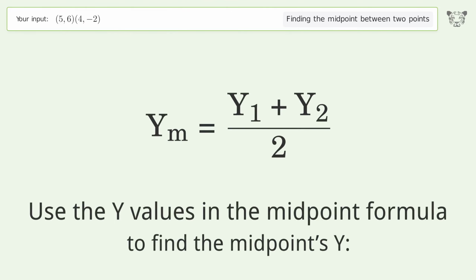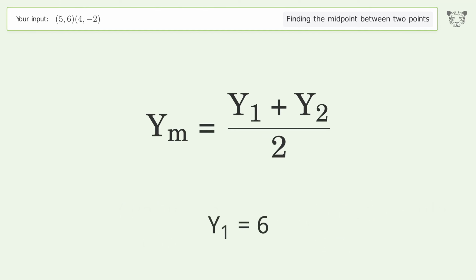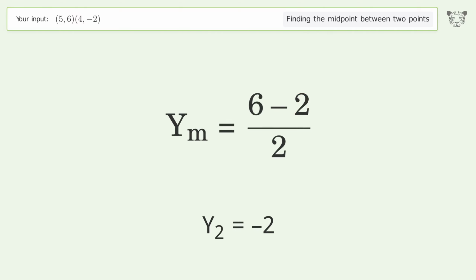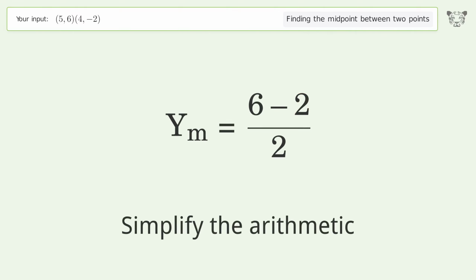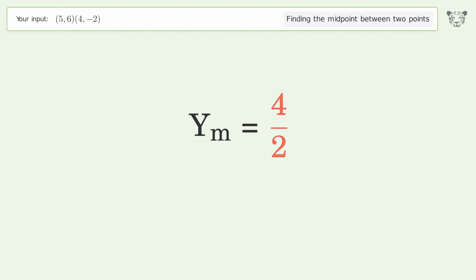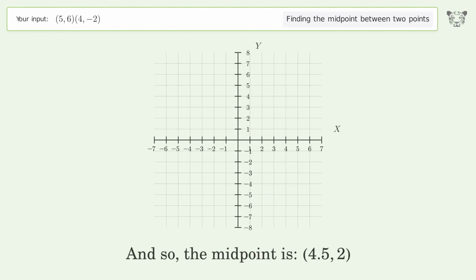Use the y values in the midpoint formula to find the midpoint's y. y1 equals 6. y2 equals -2. Simplify the arithmetic. And so, the midpoint is 4.5, 2.